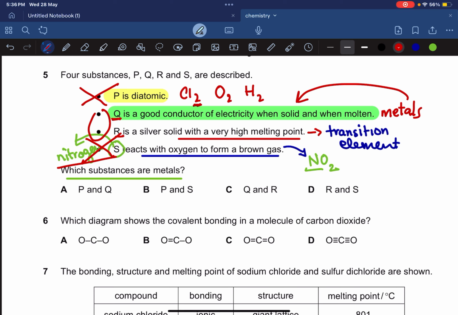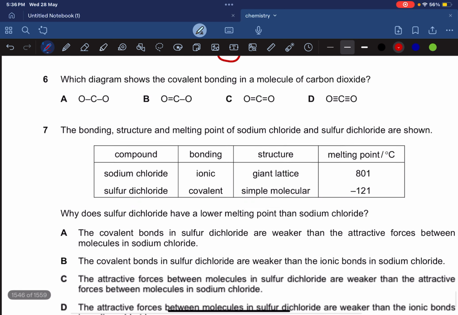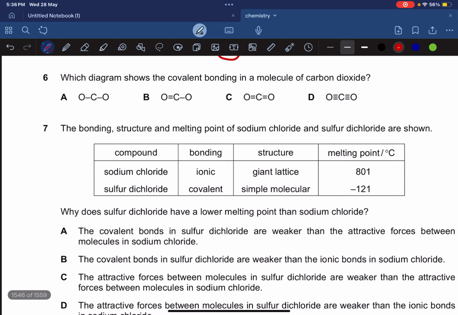So Q and R, it's going to be option C, because Q is a good conductor. We know metals are good conductors, and R is a silver solid with high melting point. And metals have high melting points, especially the transition elements.